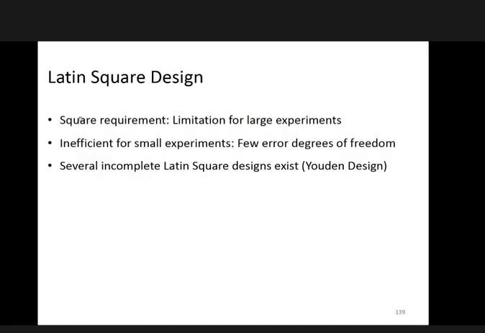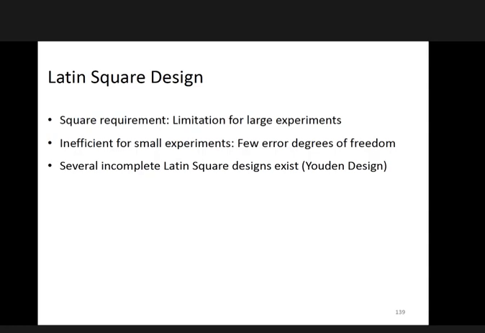So one of the limitations of a Latin square is that because of the square requirement, if you have 10 treatments, then you need to have 100 experimental units. So in a way, it can make the experiment very, very large. If you have very many treatments, then it becomes difficult for you to use a Latin square design because it will require a bigger set of experimental units.